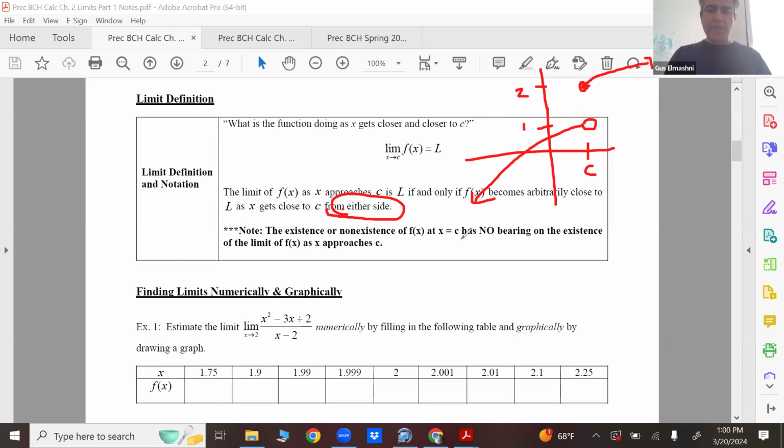It says note the existence or non-existence of f(x) at x equals c has no bearing. So if I were to redraw this, now here the limit does exist, but whether there's a point at x equals c doesn't matter. We don't care. It's all about approach. Whether it's filled in or not filled in, it doesn't matter in the case of limits.